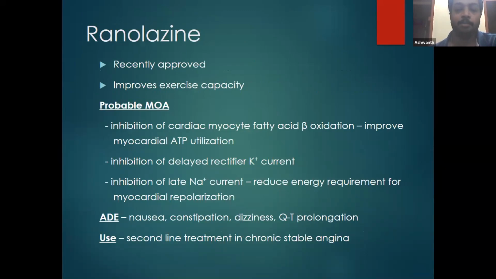Ranolazine is a recently approved drug and improves exercise capacity. The probable mechanism of action is inhibition of cardiac myocyte fatty acid beta oxidation, improving myocardial ATP utilization, inhibition of delayed rectifier potassium channels, and inhibition of late sodium channels. This reduces the energy required for myocardial repolarization. Adverse effects: nausea, constipation, dizziness, and QT prolongation. It is used as second-line treatment in chronic stable angina.